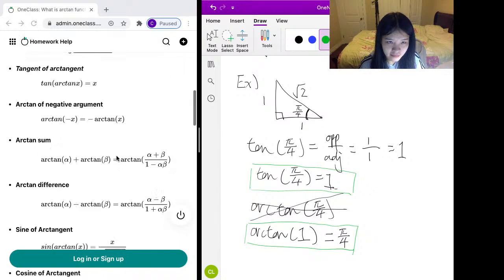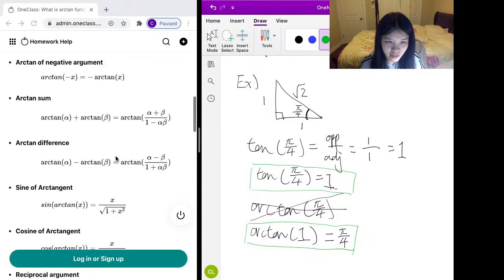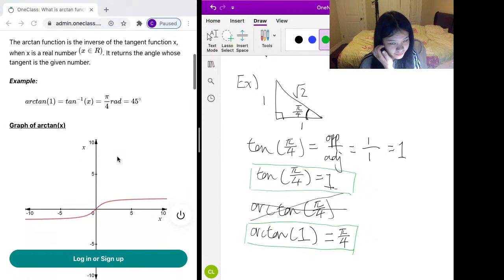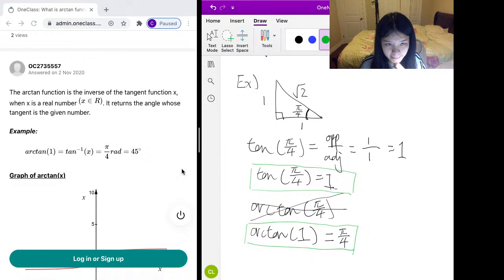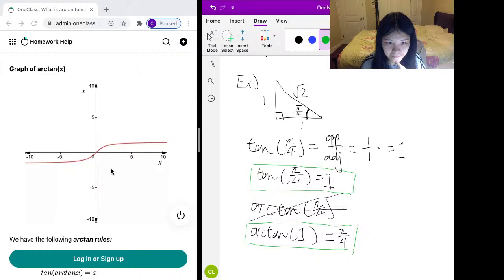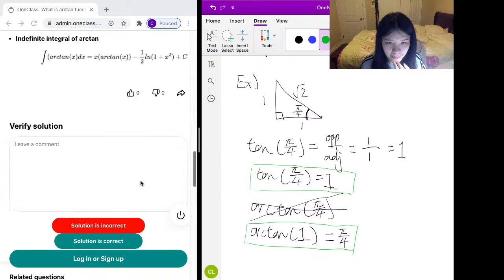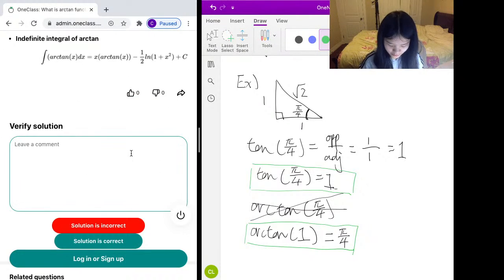It also has some other properties of the arctan function that you can go over by yourself. This is a graph of the arctan function. Note that the y values of the arctan function are restricted, which means the angles are restricted in order for it to be a function, or else it's not going to be a function.